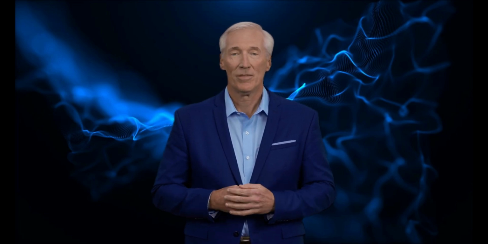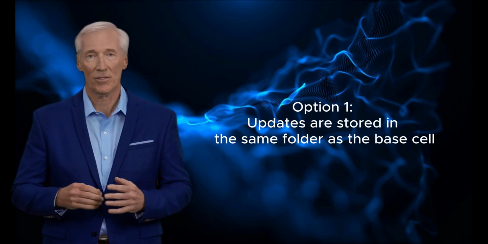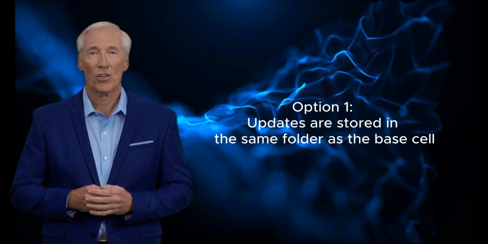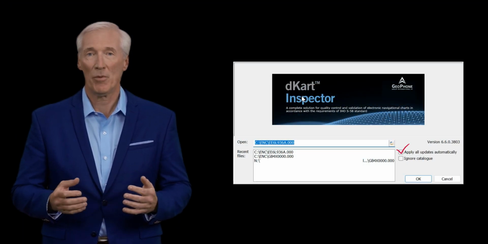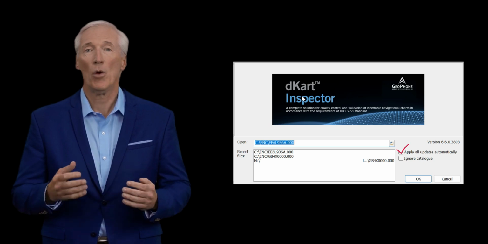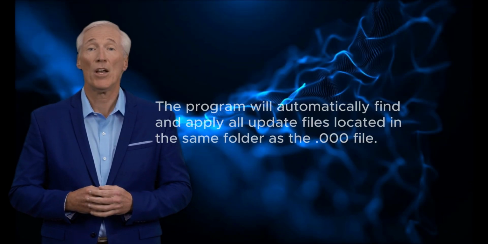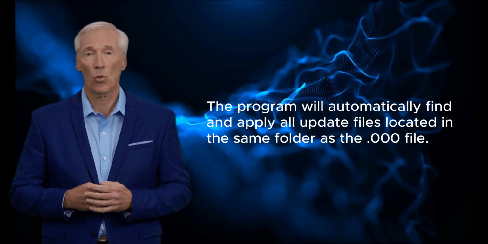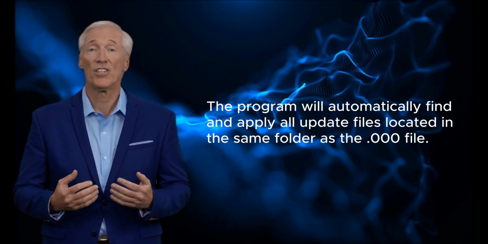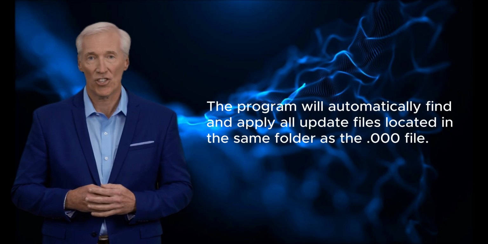Where to begin? First, decide whether you need to load the chart with its updates or just the base cell. Depending on how your files are organized, you can choose different loading options. Option 1. Updates are stored in the same folder as the base cell. In this case, enable the Apply All Updates automatically option. The program will automatically find and apply all update files located in the same folder as the .000 file.